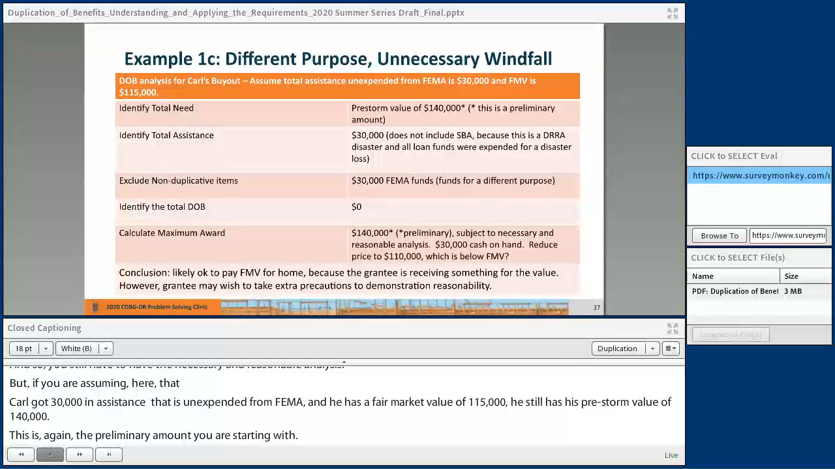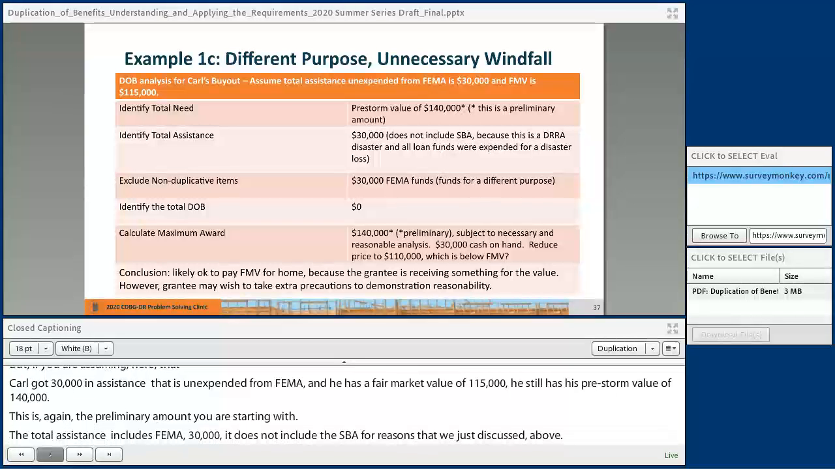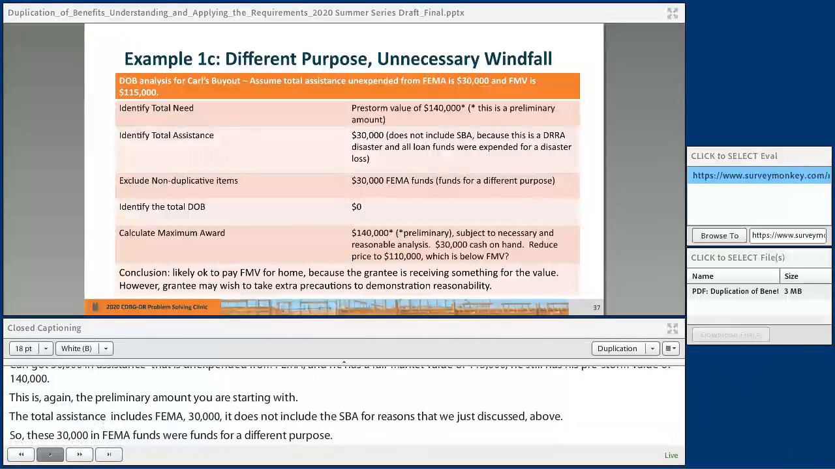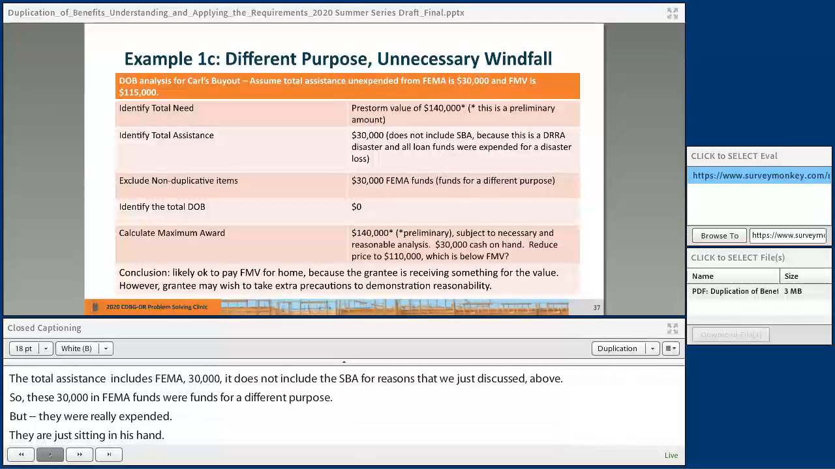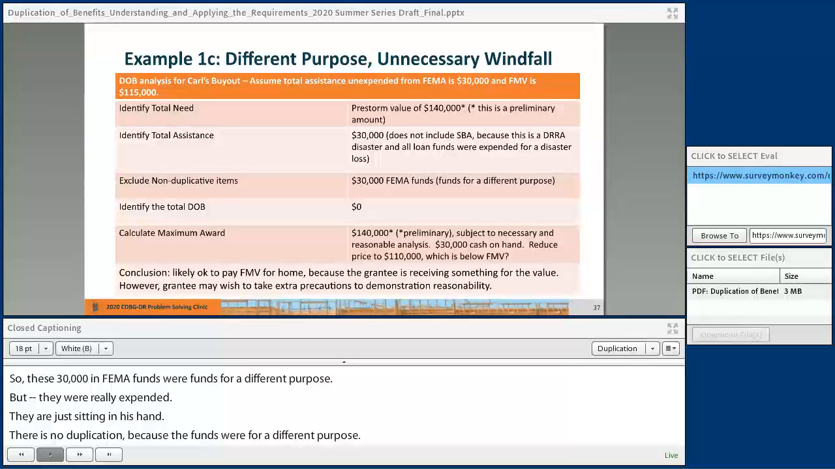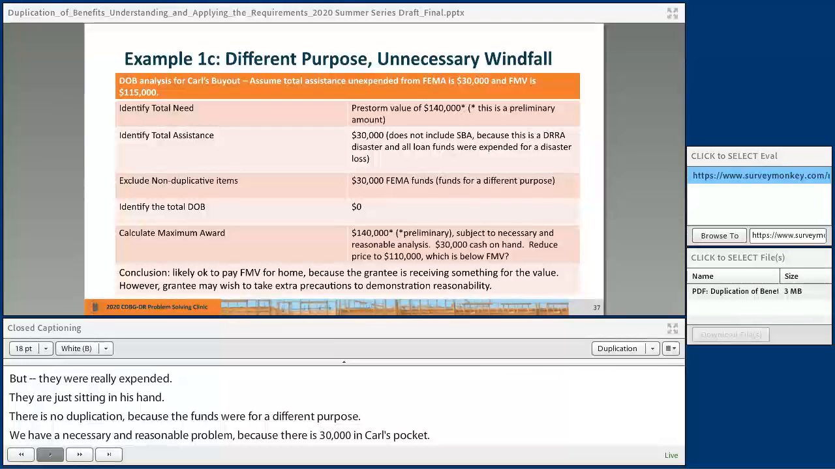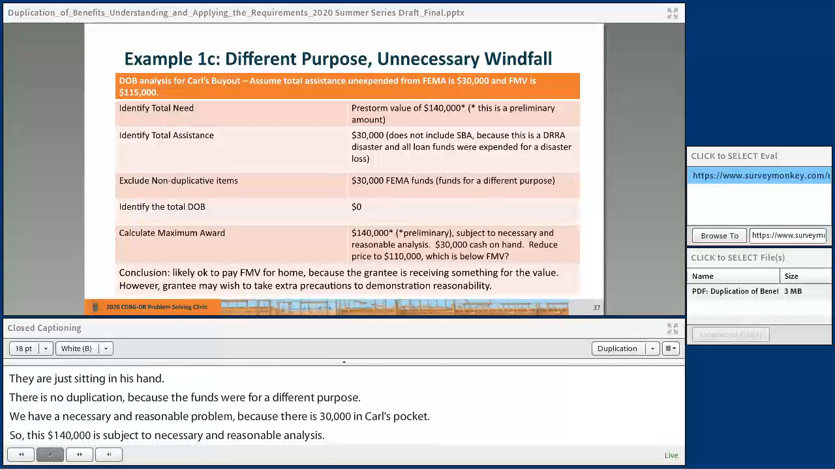So these $30,000 in FEMA funds were funds for a different purpose. But they weren't really expended, and they're just sitting in his hand. So there's no duplication because the funds were for a different purpose. But we've got a necessary and reasonable problem because there's $30,000 in Carl's pocket. So this $140,000 is subject to the necessary and reasonable analysis. And if you just reduced the purchase price by $30,000, the price would reduce to $110,000, and that is below fair market value. So do you have to pay Carl less than fair market value?